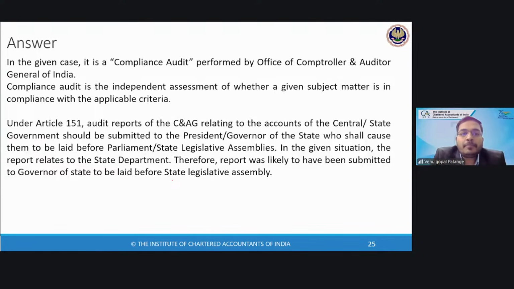Clear with the answer? So it's a compliance audit. Although it has not mentioned PAC, PAC is also a right answer, and including that is no harm. The evaluator will understand that you have a good understanding of the subject, but he will restrict it to the state legislative assembly because it is a state government. Next.